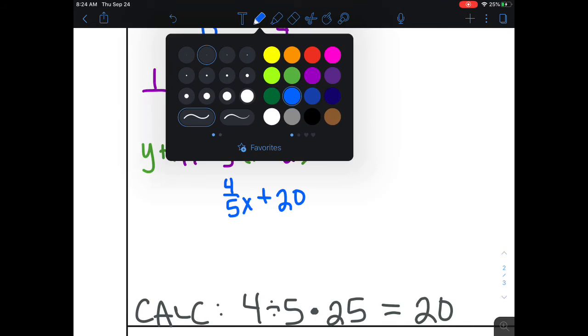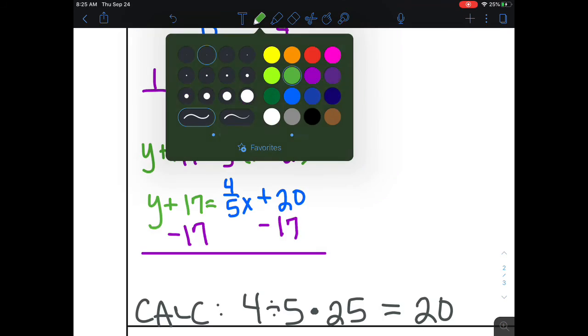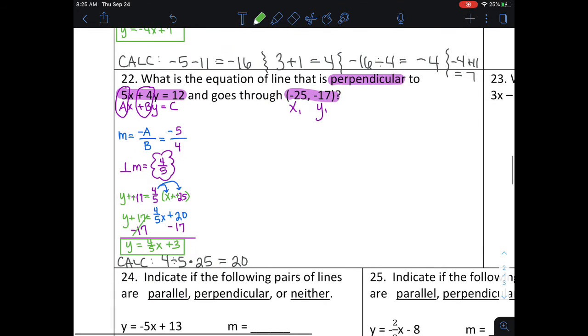All right. On the other side of this equation, of course, we just have y plus 17. Okay, last step, of course, we need to get rid of that 17 by subtracting it. And then that's going to leave us with y equals 4/5 x plus 3. And that is it. It's in slope-intercept form.